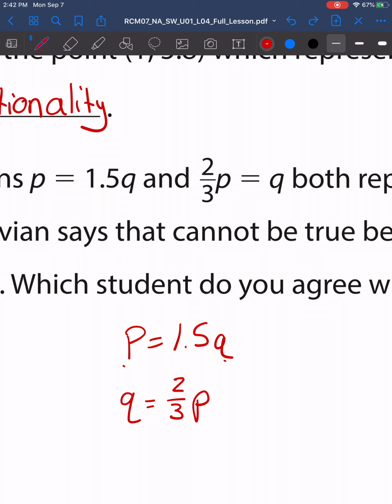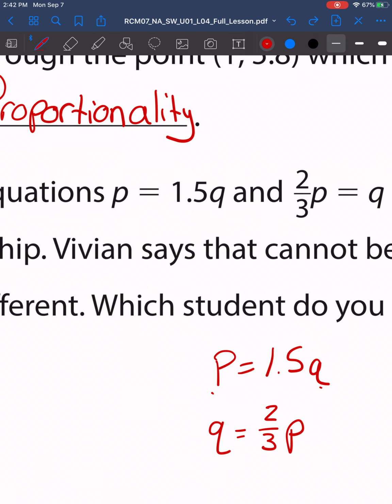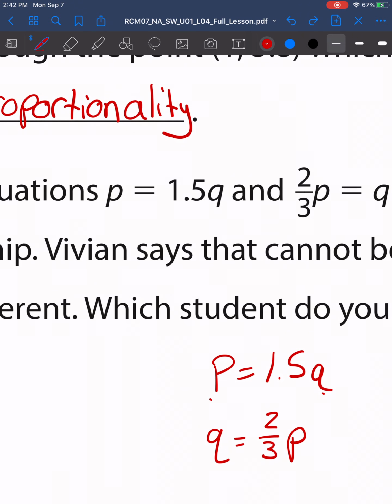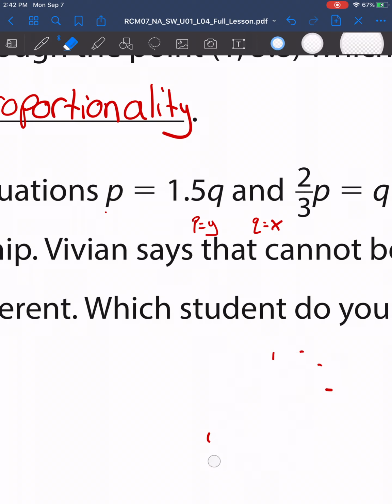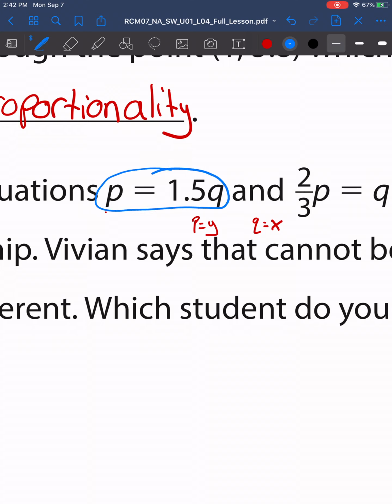It's kind of interesting, isn't it? Here's what I'm going to do. I'm going to be kind of a little stinker. I'm going to replace P's for Y's and Q's for X's because that's what we're used to working with. So let me erase and let me play around for a second. I'm going to rewrite this equation, but without P's and Q's.